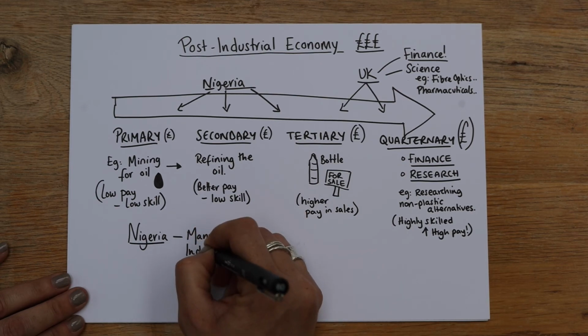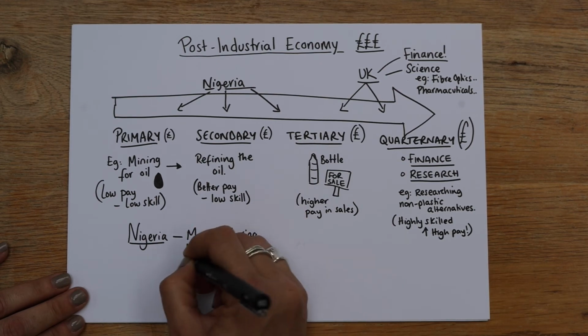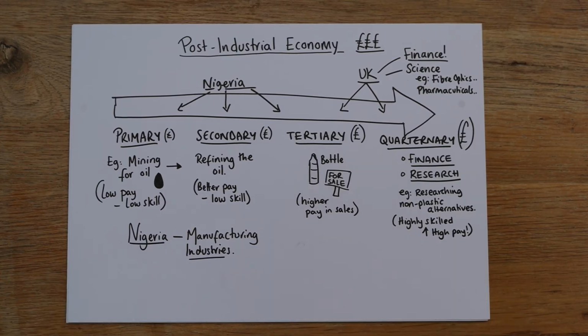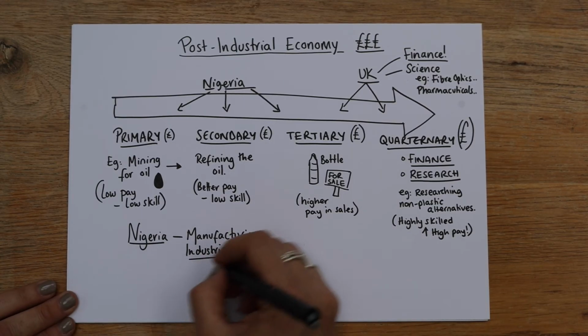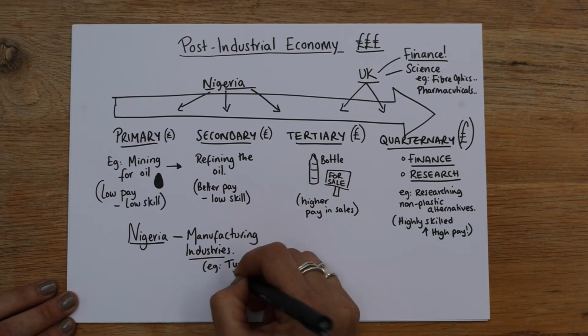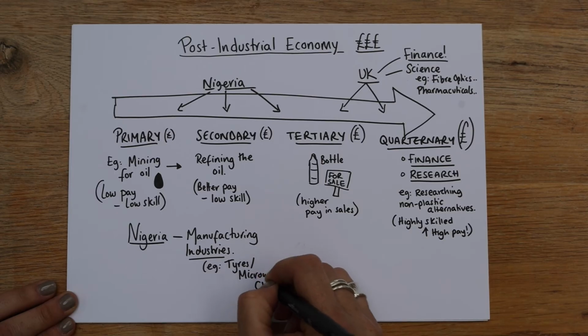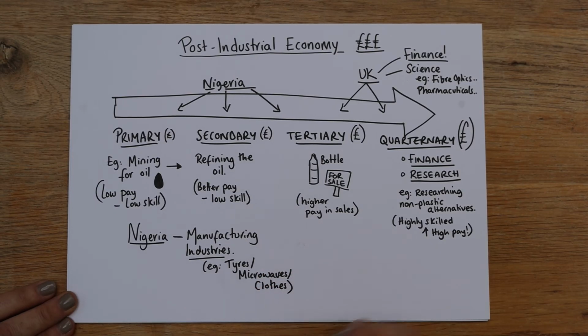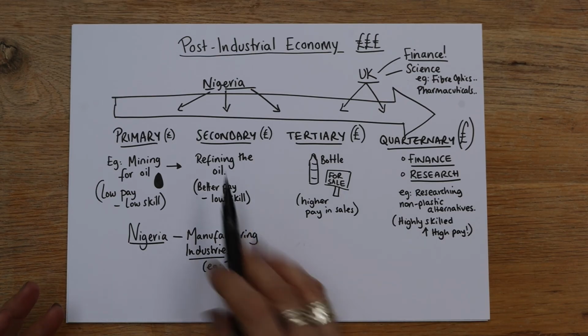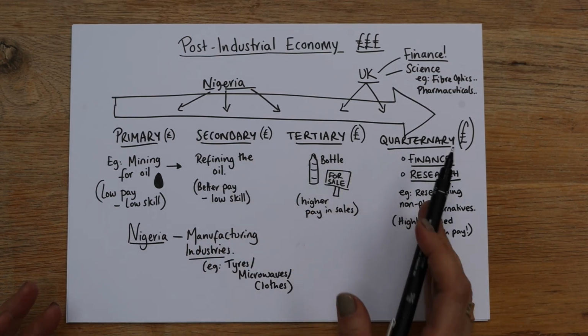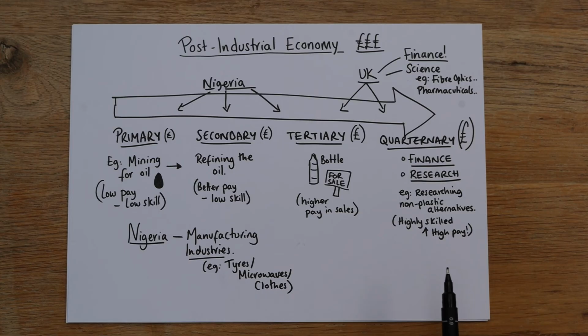Okay, they make tyres for cars and goods like toasters and microwaves, e.g. tyres, microwaves, clothes. So they are going to be just that little bit less well paid than you'll see in those tertiary and quaternary sectors. Okay, is there anything else I want to show you here?